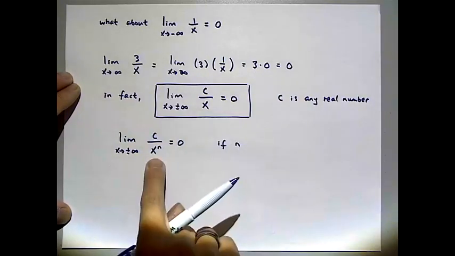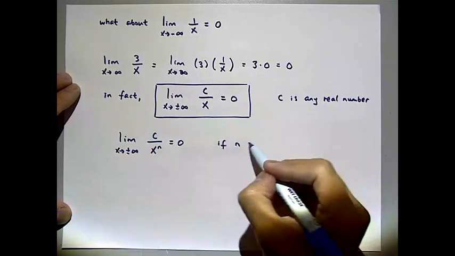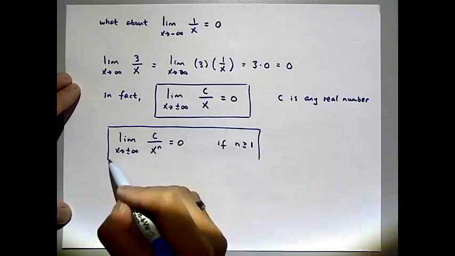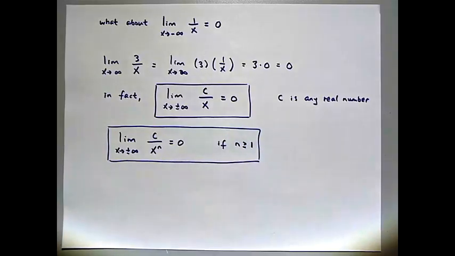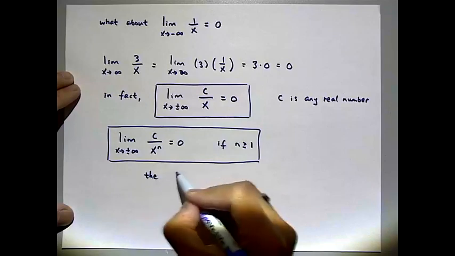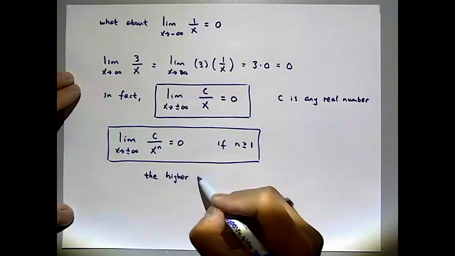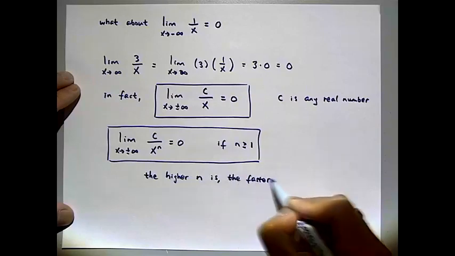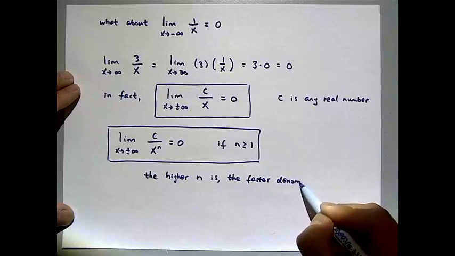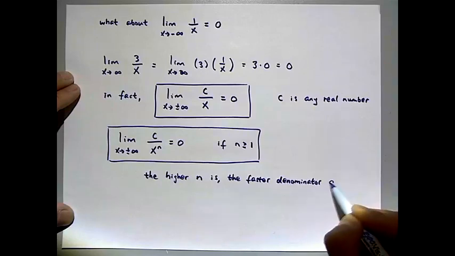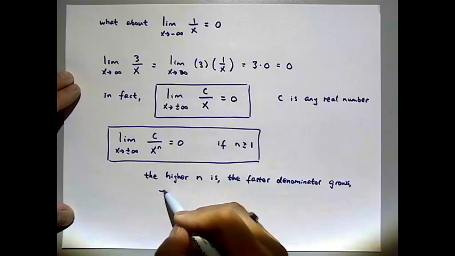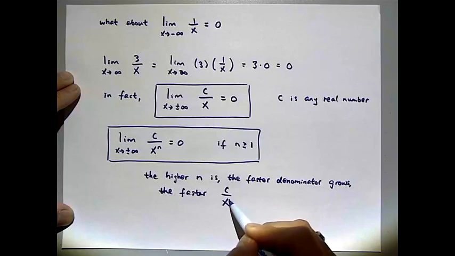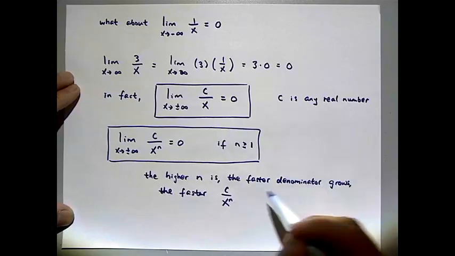As long as n, this number n here, is greater than or equal to 1. The higher n is, the faster the denominator grows, and therefore the faster c over x to the n decreases.